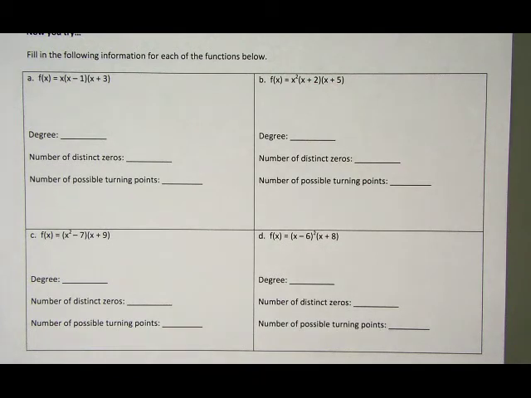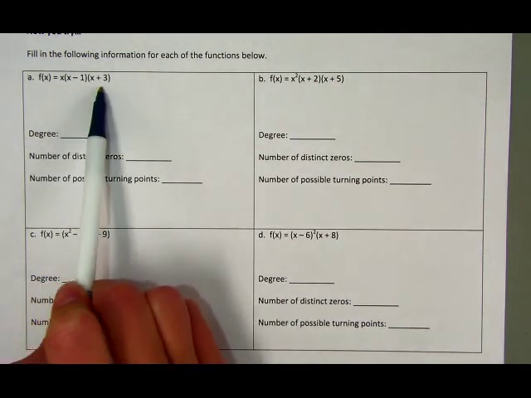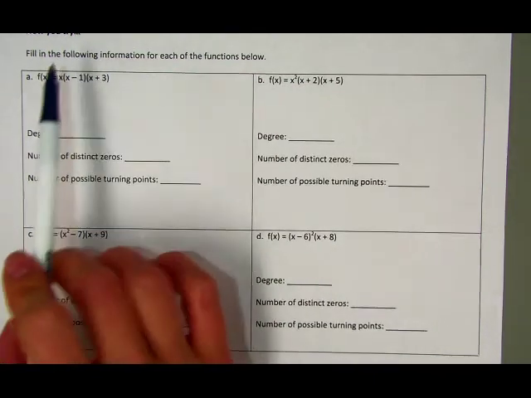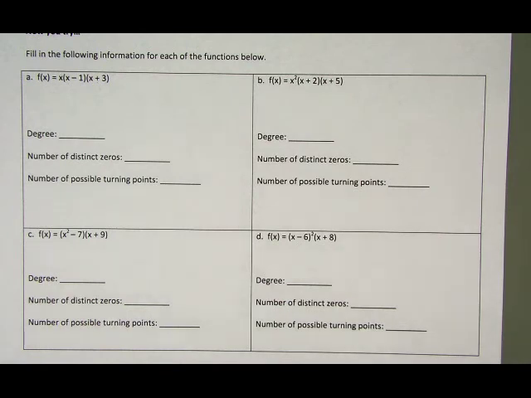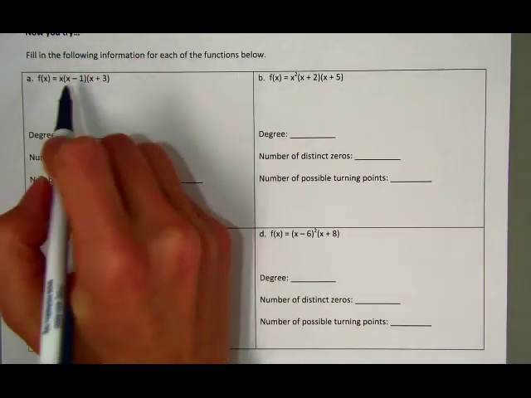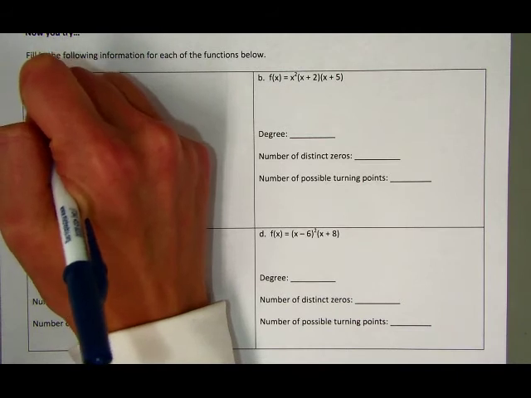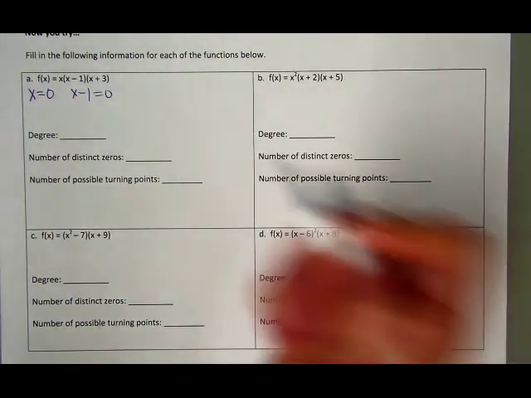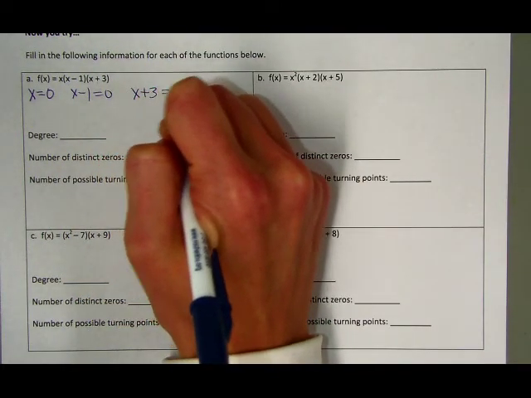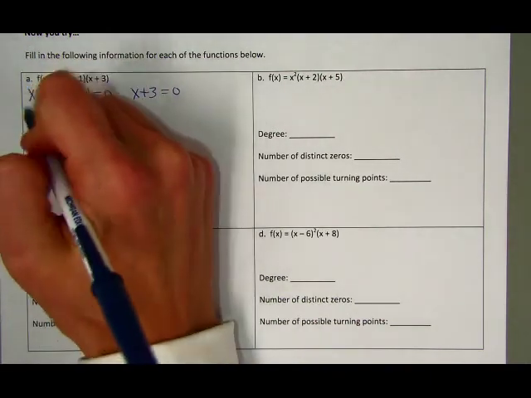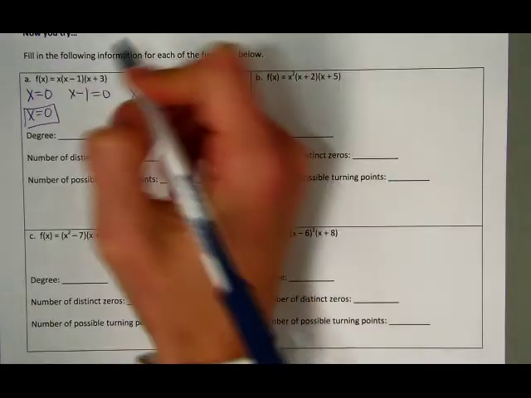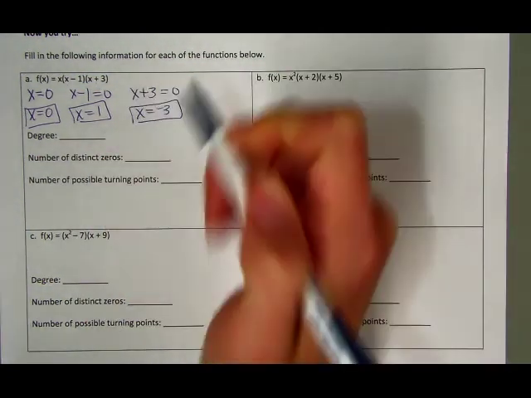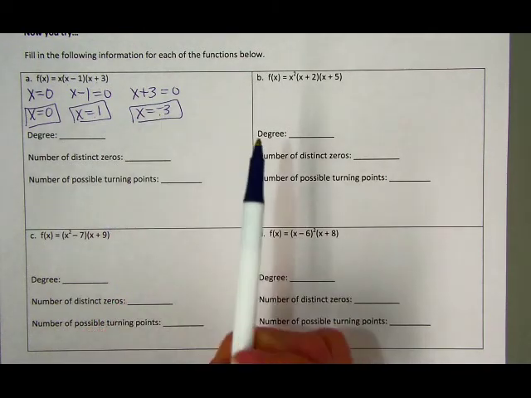Okay, so in this case, this is already factored down for us, right? So I want to go through and set each of my zeros, or these x values, these groups, equal to 0 to see what my zeros are. So my x on the outside, each of these groups are getting set equal to 0. So my outside x gets set equal to 0, x minus 1 gets set equal to 0, and x plus 3 gets set equal to 0. If I go through and solve, obviously x is equal to 0 doesn't change, x is equal to 1, and x is equal to negative 3. I have 3 distinct zeros, okay?